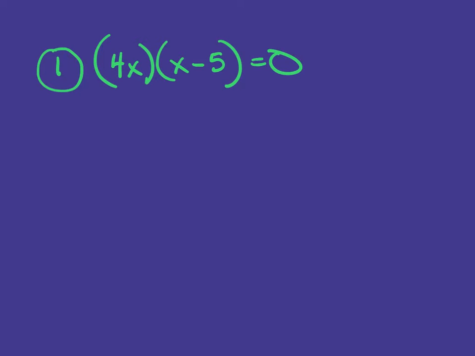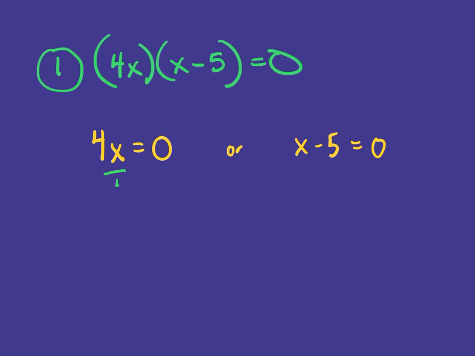11.6, 4x times x minus 5 equals 0. Anytime you're multiplying two parentheses that are equal to 0, you know that one of those parentheses has got to be 0. So the way that we would work this out is we'd say 4x must be 0 or x minus 5 must be equal to 0.